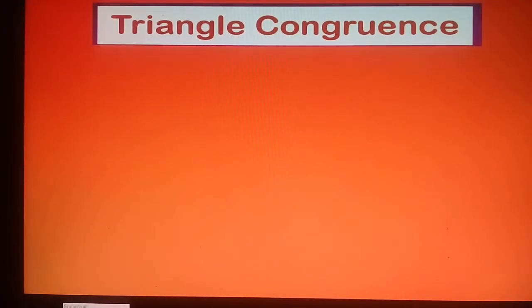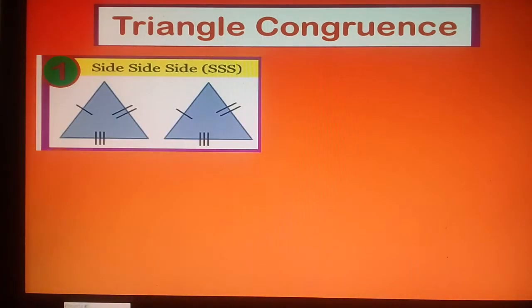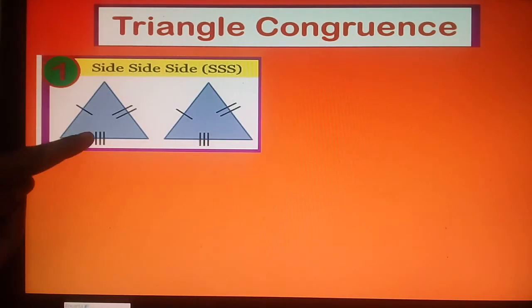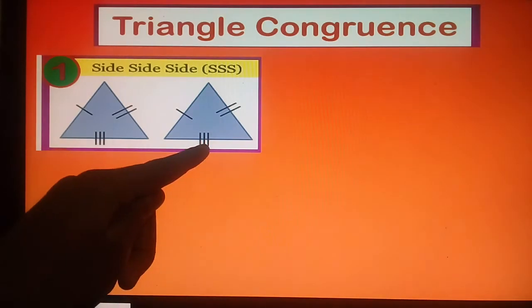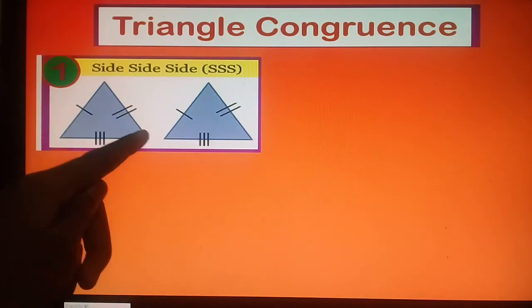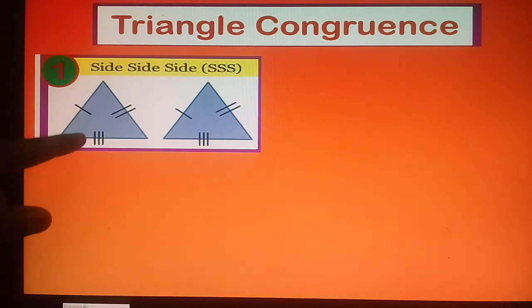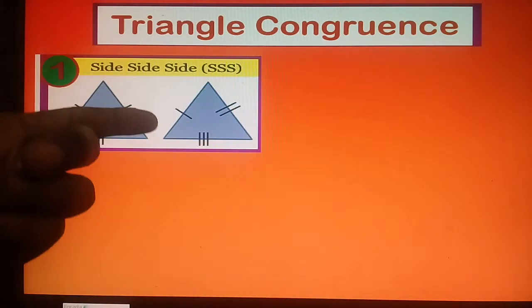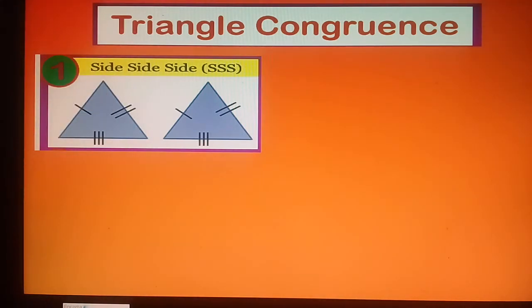We have congruence in triangles, and we have to know the cases of congruence. Case number one: side, side, side. If there are two triangles with equal sides, it means they are congruent. If this triangle has this side equal to that side, and this side equal to that side, and this side equal to that side, it means three sides are equal. That is case number one, side, side, side.